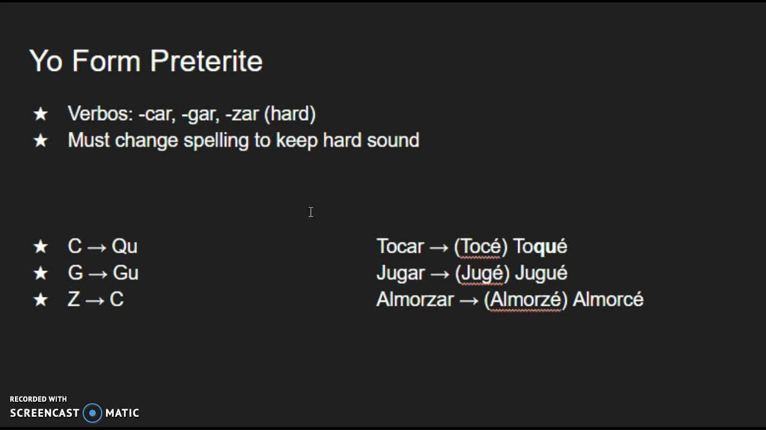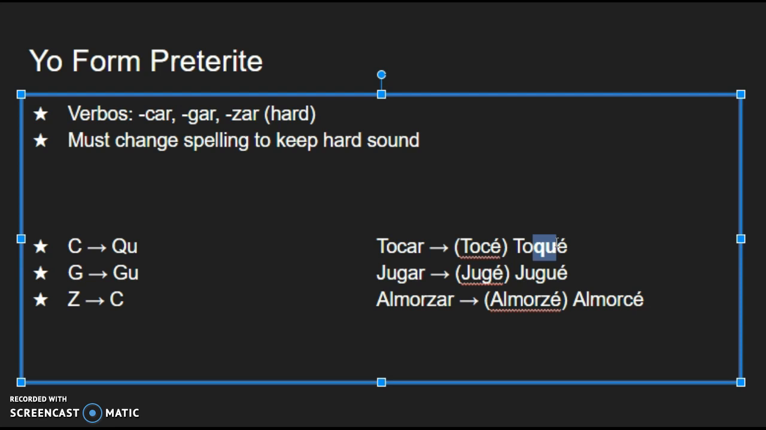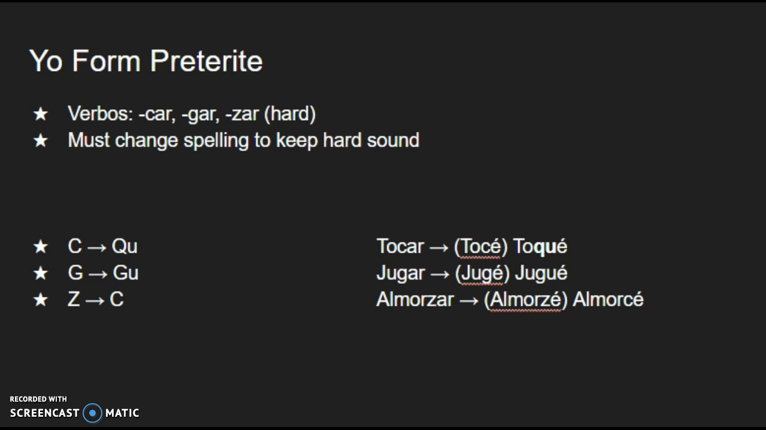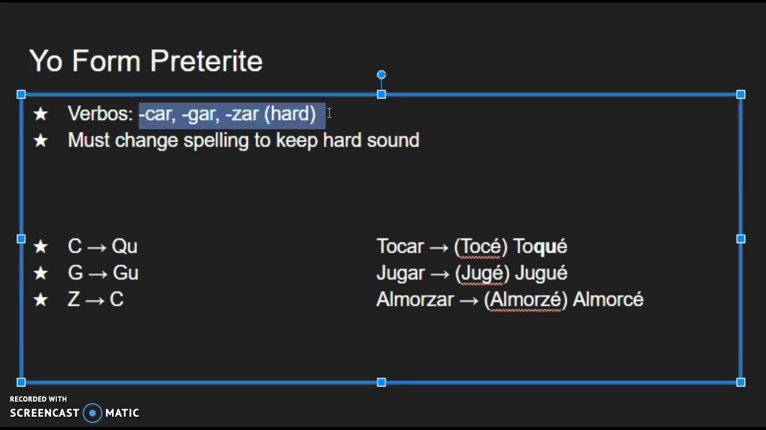Here's some examples, and once again, this is only in the yo form and only in the preterite tense. So like here, tocar, yo form, it would be toce, but I want it to be that hard K sound, so it had to become C to QU here to keep that hard sound. There's a few more examples, like G becomes GU, Z becomes C, in these yo form preterite verbs. So once again, this is only yo form, only in the preterite, and only for these verbs that end in -car, -gar, and -zar to keep the hard sound. And here's the letters they change to.